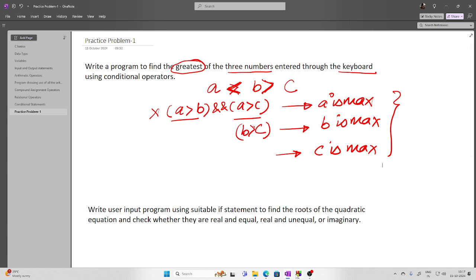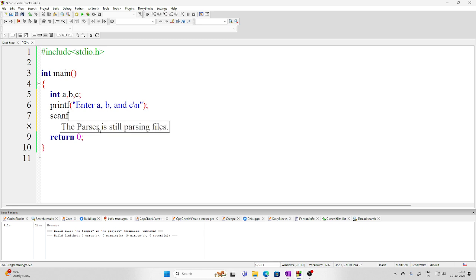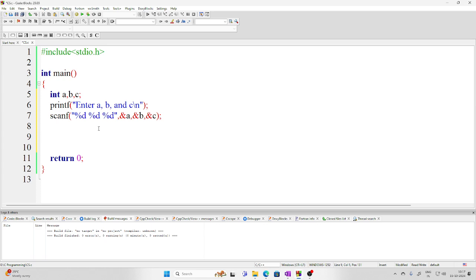So let us write a program. Let's say I have three numbers a, b and c, and let us enter these numbers. So enter a, b and c, and then scanf. Now these are integers, so percentage d, percentage d, percentage d, at the address of a, at the address of b, at the address of c. Now comes the logic.